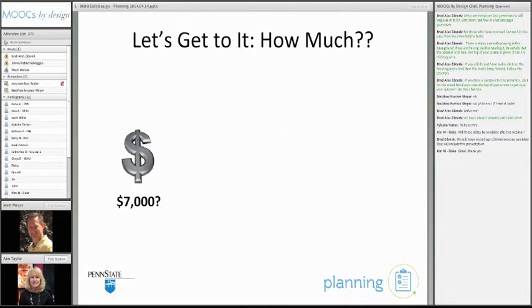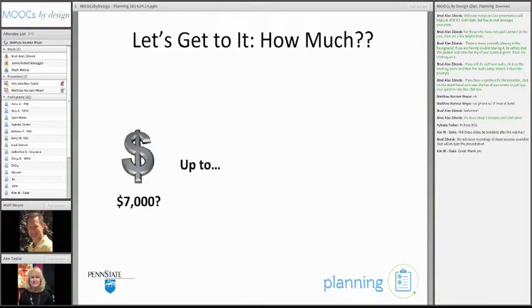Whenever I talk to anyone about MOOCs, no matter how much we want to talk about the process and the design, the first thing that comes up, at the last couple of conferences I've been to, is, okay, let's get down to it. How much does it cost to make one of these things? And I've recently been involved with conversations with universities that have said that they can make MOOCs for $7,000.